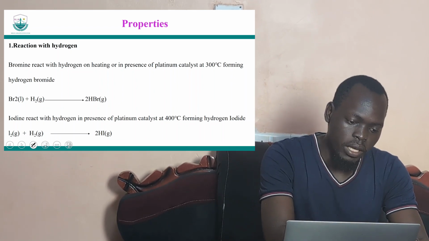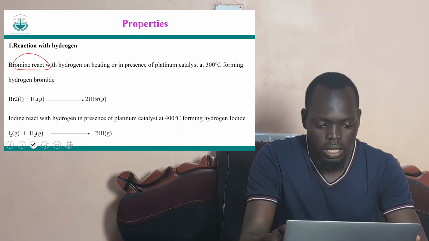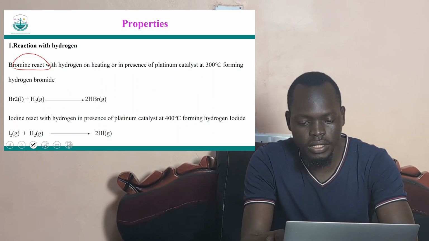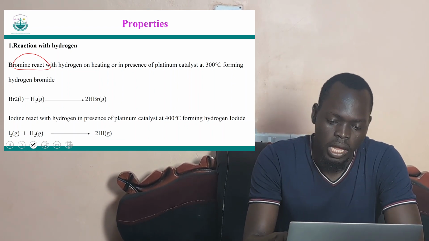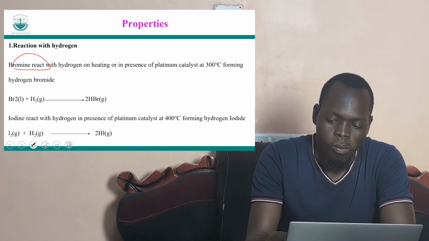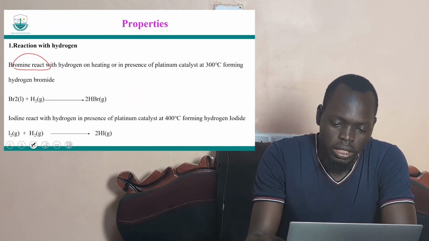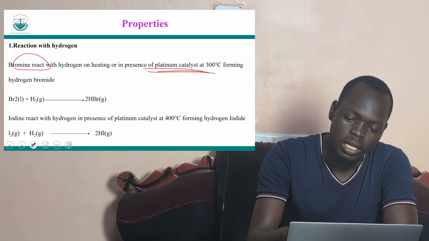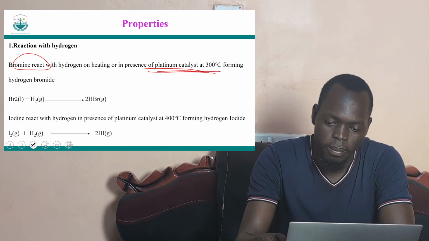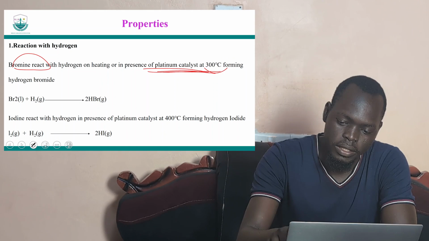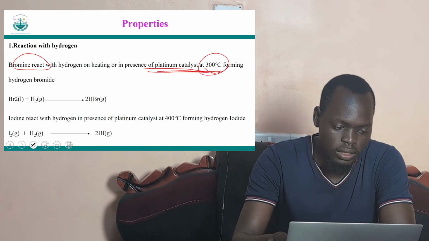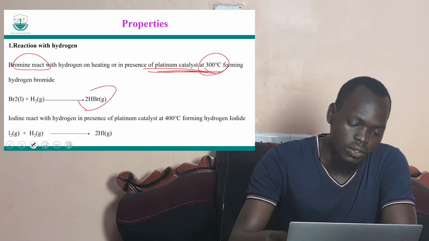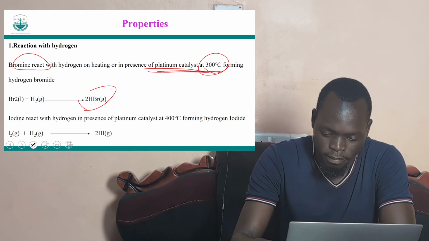Bromine can react with hydrogen and this will require heat. However, unlike chlorine, which can explode, this reaction requires a catalyst, and this catalyst is platinum, and it requires heat. This results in the formation of hydrogen bromide.